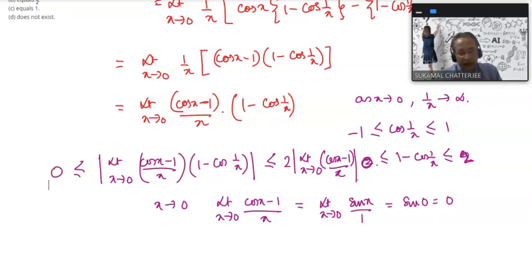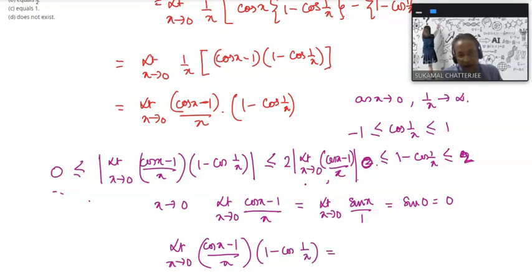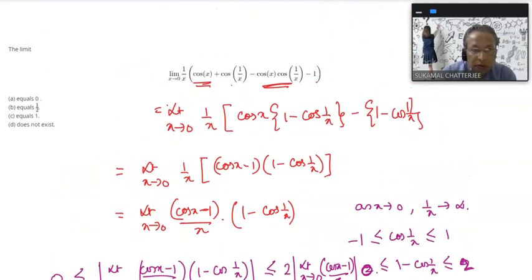And that means for x tending to 0, the right hand side of the limit becomes equal to 0. So both sides of the expression become 0. So that means the limiting value of limit of x tending to 0 of cos x minus 1 by x times 1 minus cos of 1 by x becomes equal to 0. So the answer is option A.